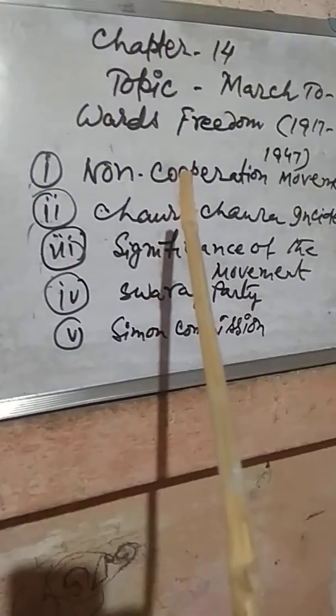Today's points, as mentioned on the board: non-cooperation movement, Chauri Chaura incident, significance of the movement, Swaraj Party, Simon Commission. What is the name of this lesson? The name of the lesson is March Towards Freedom, 1857 to 1947, chapter 14. Okay. Now, the points as I mentioned.